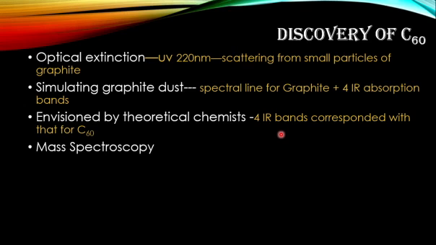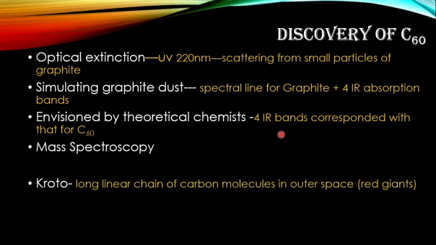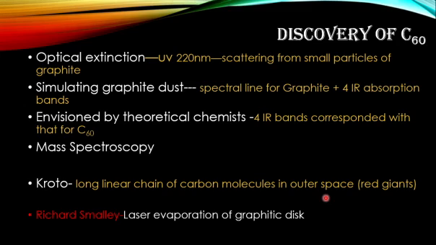And again, as we mentioned, mass spectroscopy was also conducted, and it was Kroto who proposed that there are long linear chains of carbon molecules present in outer space between red giants, and that this carbon in outer space is causing the infrared or the UV absorption line. So Richard Smalley was called by Kroto to simulate and do an experiment on the same. The experiment we have just mentioned was done by Richard Smalley using a graphitic disc, and he actually got the Nobel Prize for the discovery of carbon-60.